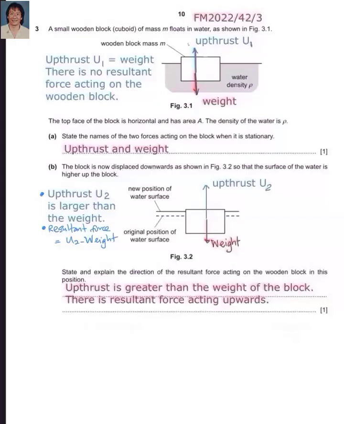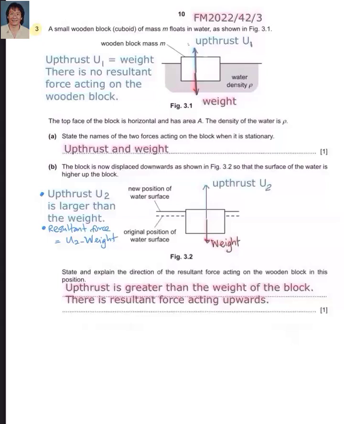This is February, March 2022. Variant 42 question, number 3. A small wooden block of mass M floats in water, as shown in figure 3.1. This is the diagram 3.1.